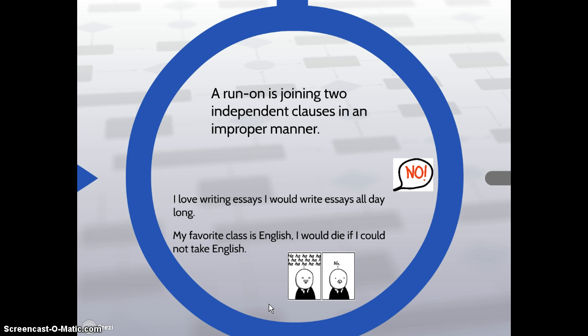What do we have? We have I love writing essays. Subject, verb, complete thought. Okay, now you might not believe somebody that said such a statement, but there's no doubt about the meaning, so it is a complete thought. I would write essays all day long. Well, once again, we might not believe that. I don't know if I would believe that if someone said that to me, but once again we have a subject, verb, and complete thought.